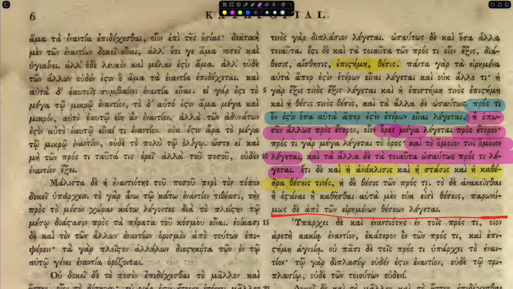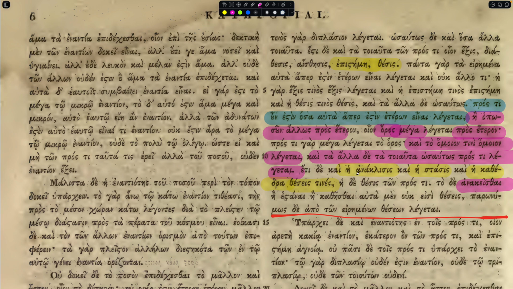Hey, the thesis pros ton prosti. So thesis in the idea of speculation is a relative, and it's also a relative in the idea of position. Hey, the thesis ton prosti. To de anakaistai. So this is reclining. Did I just skip one? Yeah, I did.